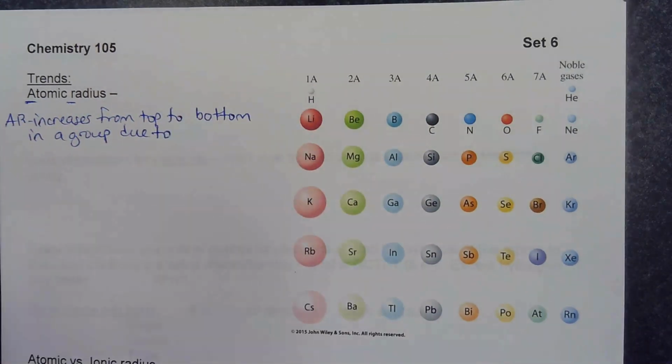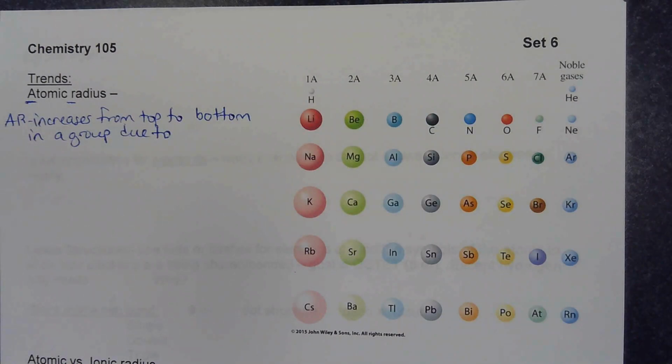due to, now you tell me why. Atomic radius increases from top to bottom in a group due to. Why do you think the atomic radius increases? That's exactly right. Due to the addition of energy levels. Guys, if you've paid any attention to my antics up here in the front of the room, what do I do when we say we add energy levels? What do I do with my hands?